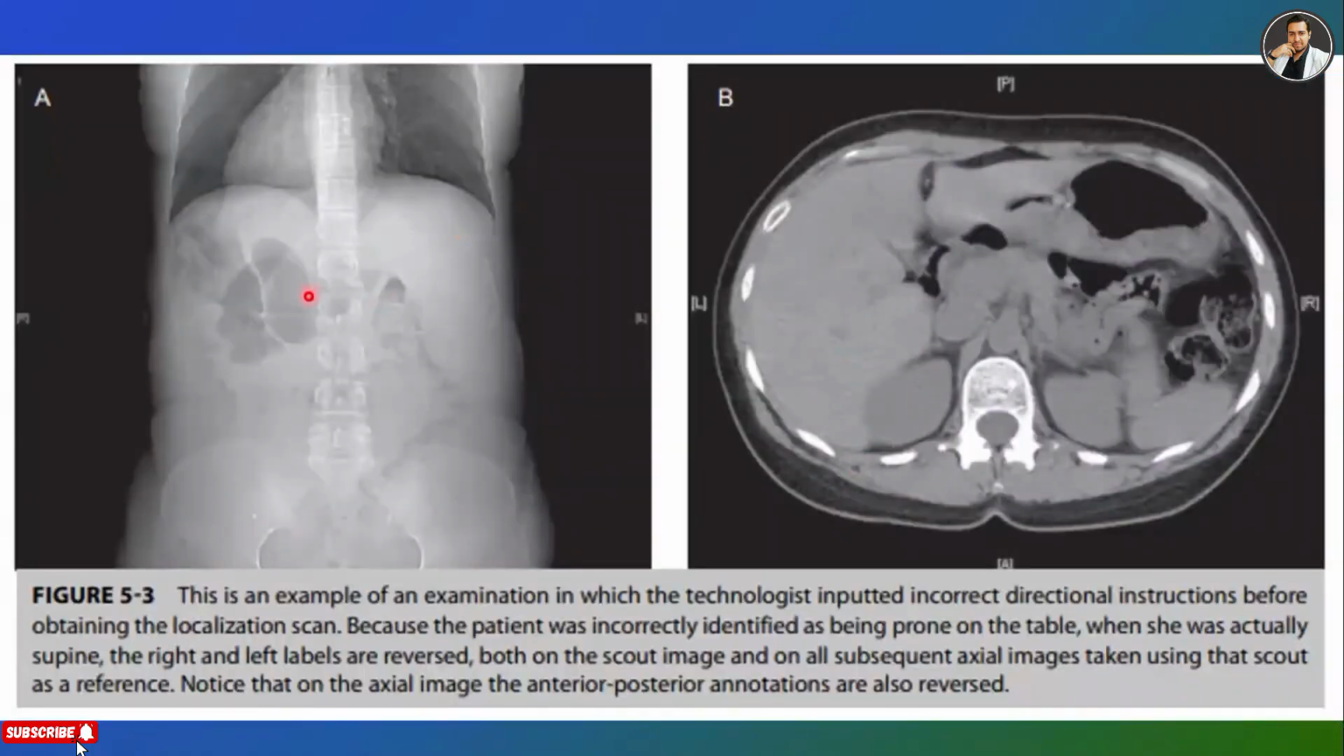Now, let's see what the problem is. If the information is entered incorrectly, the image is upside down or reversed. For example, the heart appears on the right instead of the left, and the liver appears on the left side instead of the right. If the patient's position is not entered correctly, then the image will be reversed.